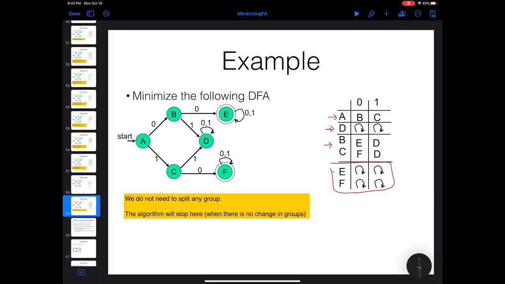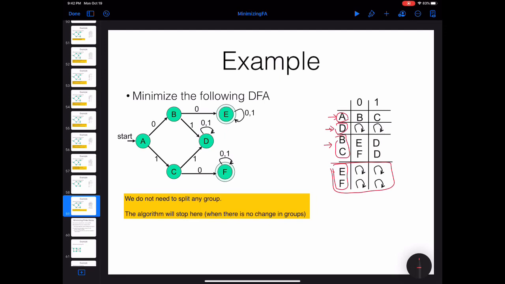So all of those states which are in the same group, they are going to be equivalent. So E and F are equivalent, B and C are equivalent, D is one state and A is one state. Each of these groups is, in fact, going to represent one state in the final algorithm.